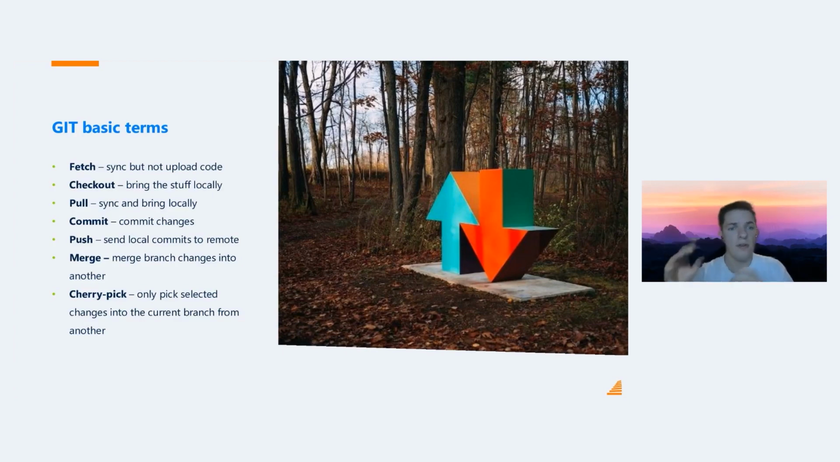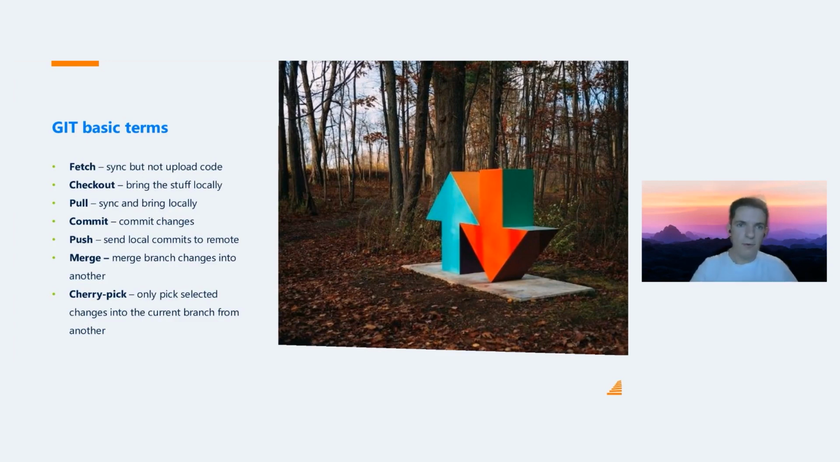Merge merges branches, one into another. And cherry pick is another important term that I'm going to be using, which allows you to pick only selected changes into the current branch from another. Merge brings everything from one branch to another. Cherry pick allows you to pick only minor pieces from one branch to another.